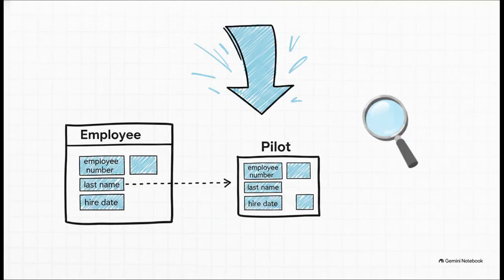If you've done any object-oriented programming, this next concept will sound very familiar. Our database model uses a concept called inheritance. Inheritance is the property that enables an entity subtype to automatically inherit all the attributes and relationships of the entity supertype. So, our pilot subtype automatically inherits the employee number, the last name, and the hire date from the employee supertype without us having to duplicate that data.